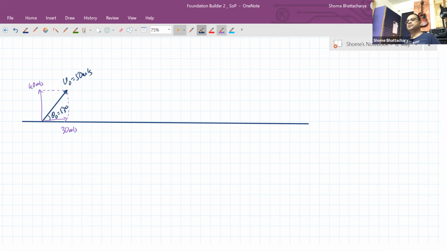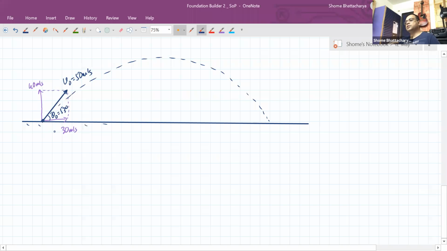So this is the projection velocity. So for the first part, you don't have to do any complicated projectile motion method at all. You have to just understand that the impact here will happen such that the impact velocity will have the same magnitude v0 and will be making the same angle 53 degrees.